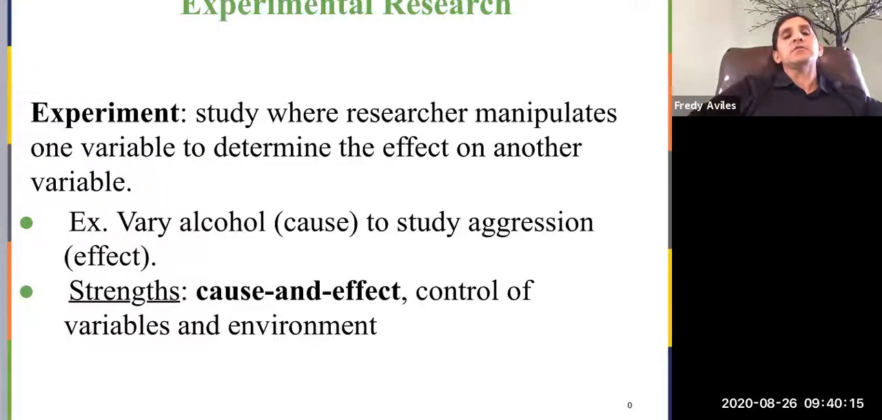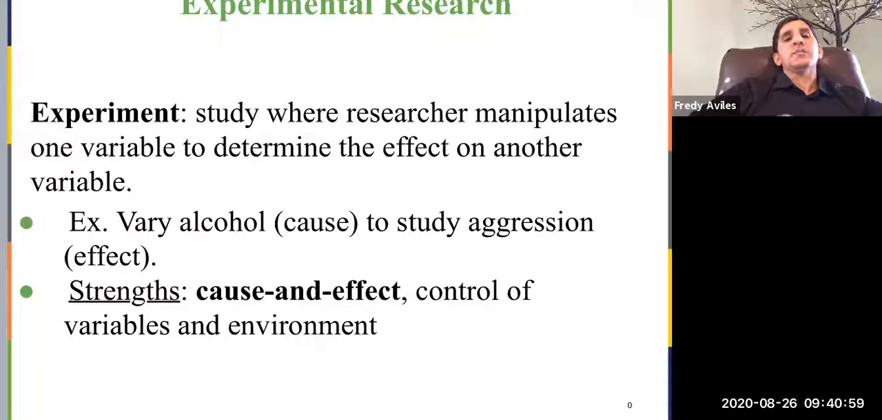And another thing is that you have control over the variables and the environment in an experiment. You control, for instance, precisely how much alcohol participants are going to get. And you can determine that based on their weight, for instance. You control the environment. Usually experiments are done in a laboratory, and you isolate your participants. And you make sure that the only thing that can happen is that participants consume some alcohol, and then they have some opportunity to behave aggressively. And that control is important. That control actually is what allows for cause and effect.